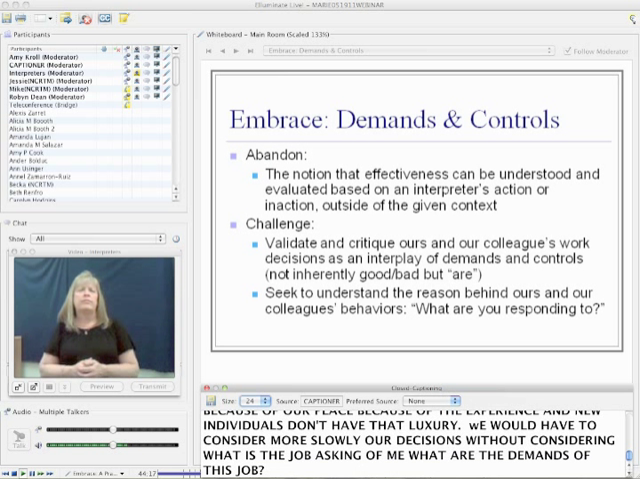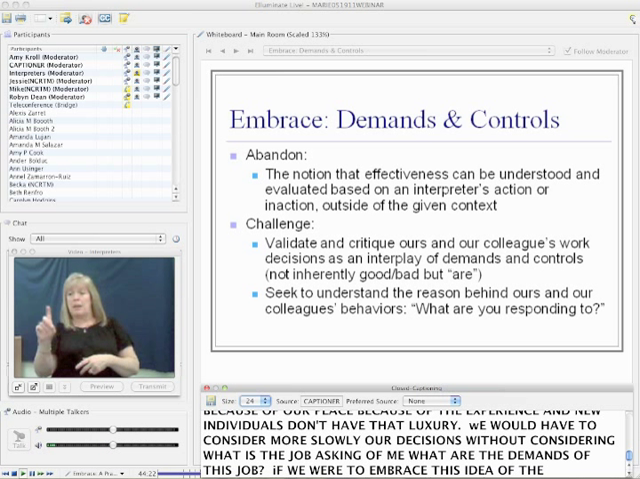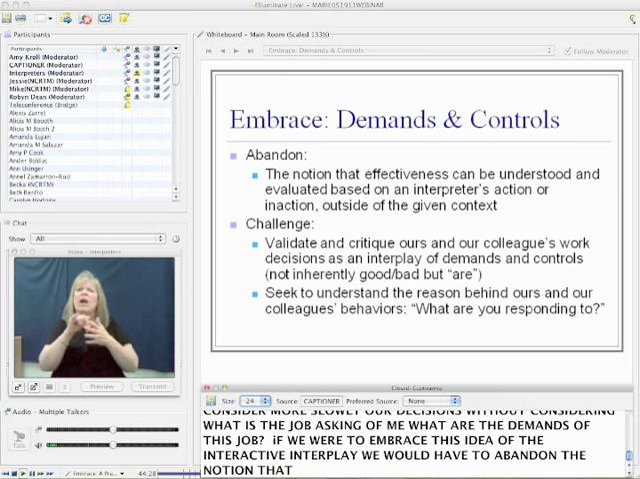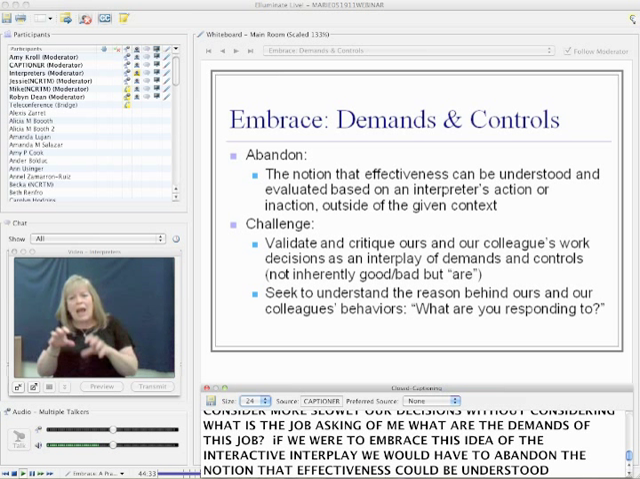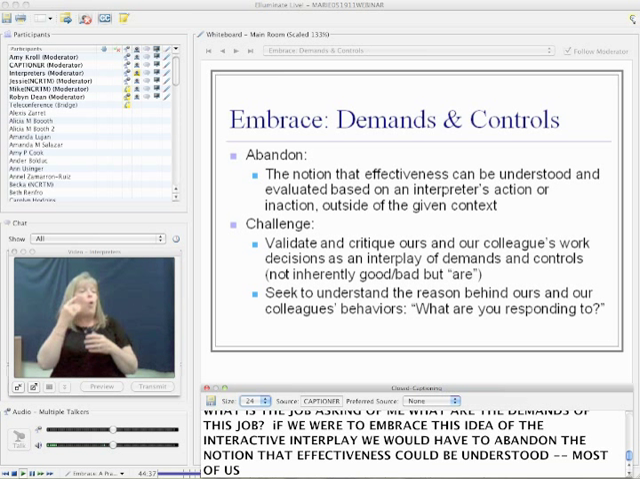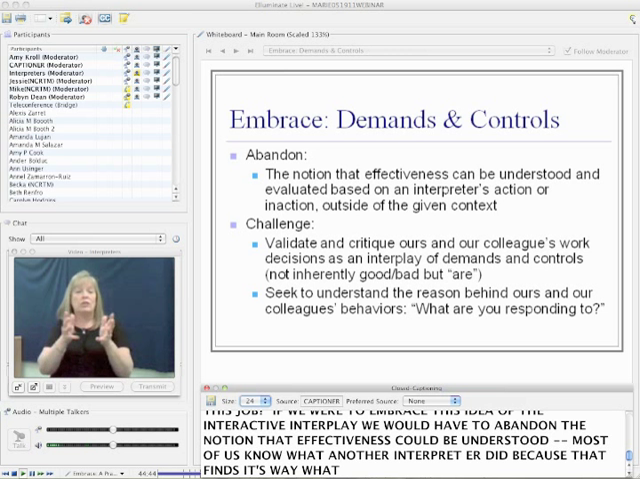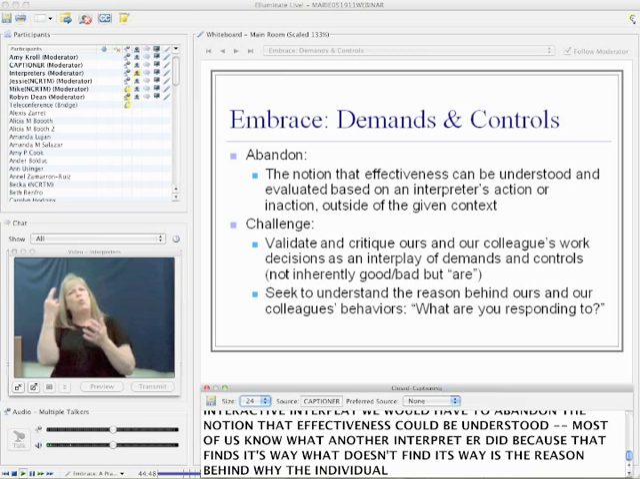If we were to embrace this idea of the interactive interplay between demands and controls, we would have to abandon the notion that effectiveness can be understood and evaluated based on an interpreter's action or inaction outside of the given context. Most of us know what another interpreter did because that finds its way into conversations amongst colleagues. What doesn't find its way into that same conversation is the reason behind why the individual chose that.